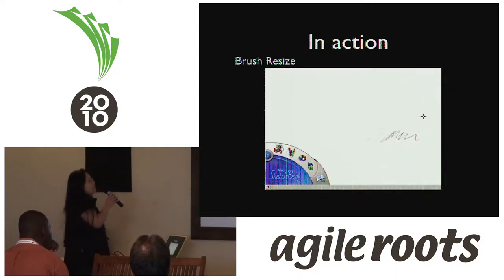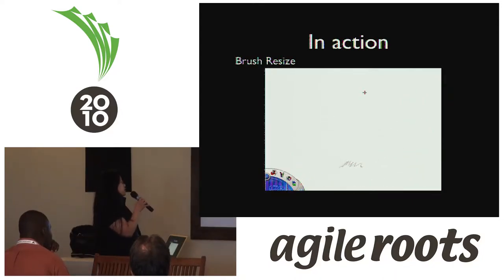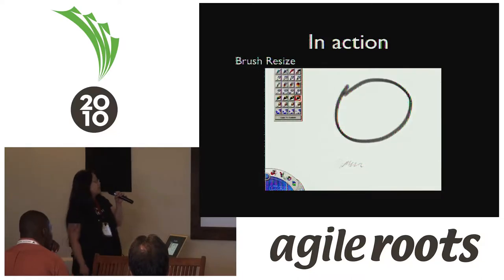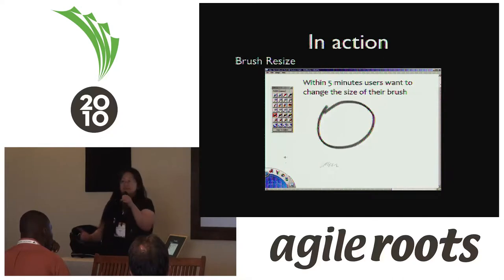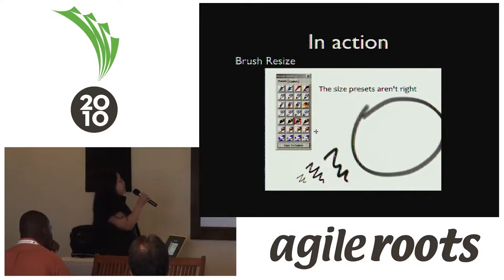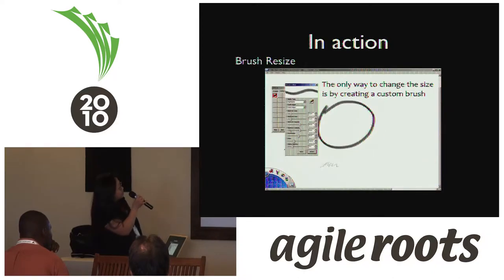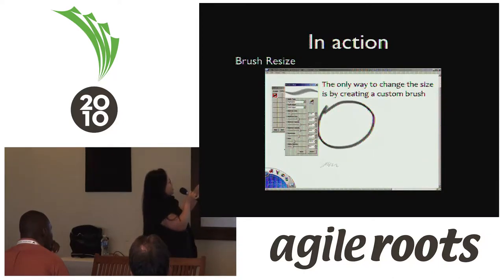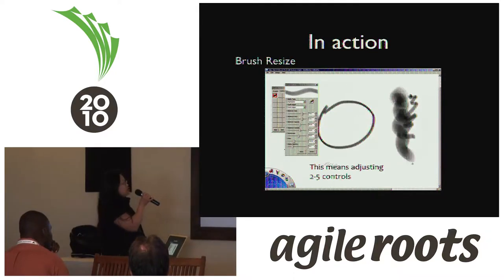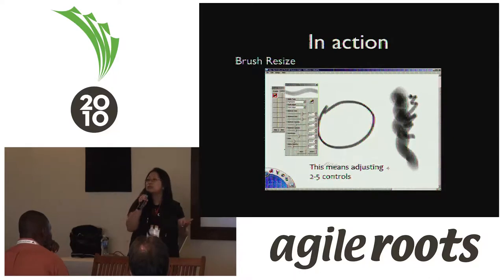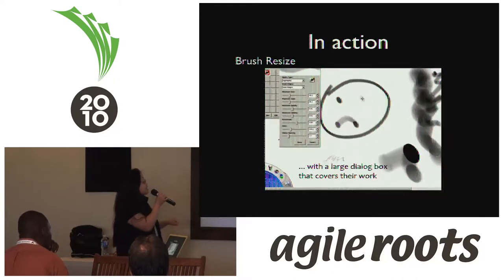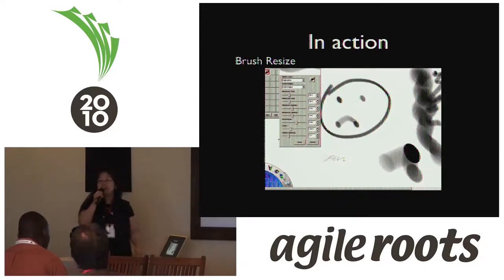Okay, so this is V1 of Sketchbook. And what we saw was that people can immediately start working, but more or less within 5 minutes of working with Sketchbook, they didn't like the size of their brush. They wanted to change the size of their brush. The only way they could actually do that inside V1 was to open this enormous custom brush editor, which had all of these controls, which were a little bit crazy. Sometimes, for some types of brushes, to change the size of the brush, you would actually have to adjust 5 controls. And frequently what would happen is people would break the brush. It would not look like a marker anymore by the time they tried to resize it. And of course, this big honking dialogue is covering up their work, and they all hated that.